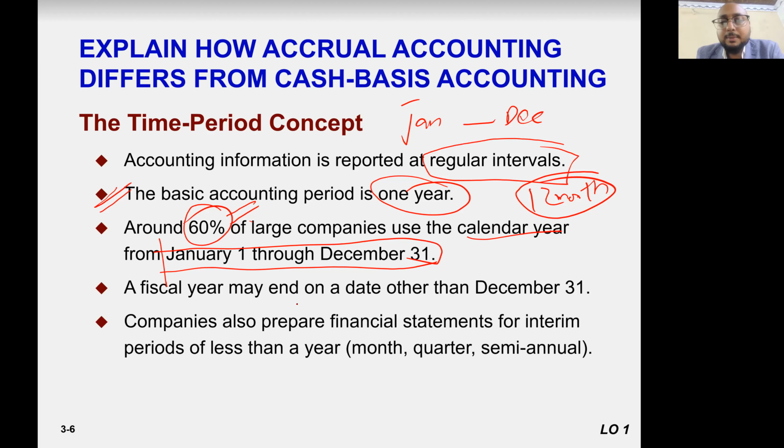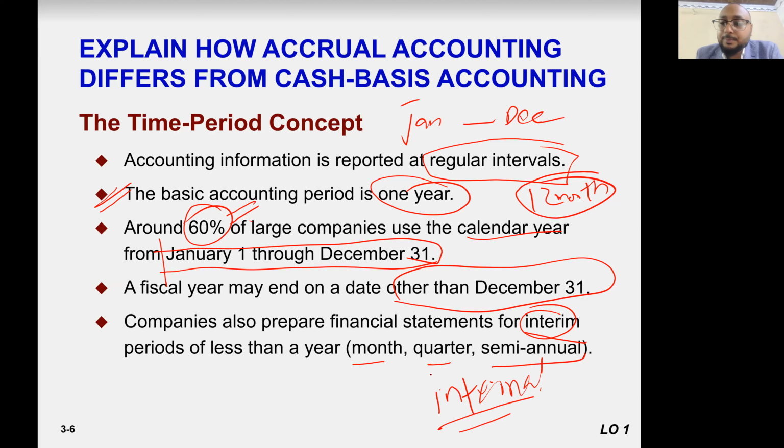So here we go. A fiscal year may end on a date other than 31st of December. I just talked about that. Companies also prepare financial statements for interim periods: 3 months, 1 month, 1 week, semi-annually, after 6 months. So it's up to them, but these interims are made for their own purposes, internal use. If they want to publish them, it means they are more transparent to the public, but this is not required. Required is only once a year.